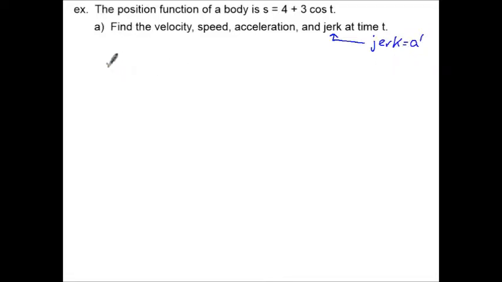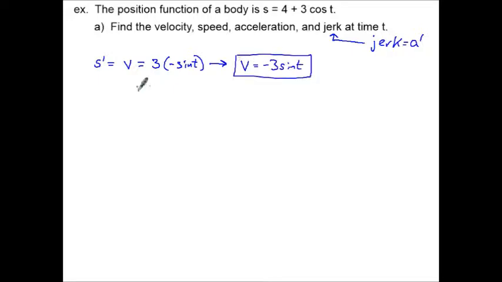Alright, so if I take the derivative of my position, I'm going to get my velocity, and that's going to be 3 times the derivative of cosine, so that's 3 times negative sine, and so what that gives us is our velocity equals negative 3 sine t.